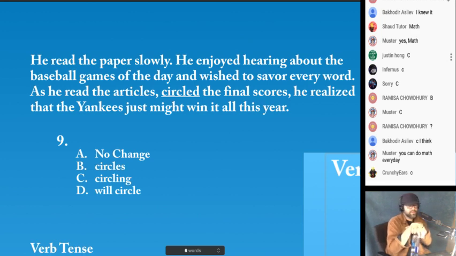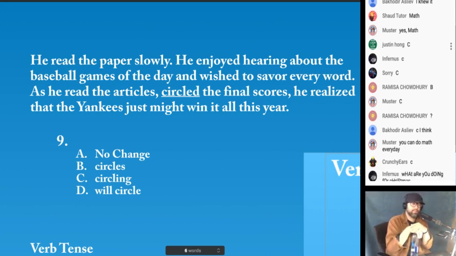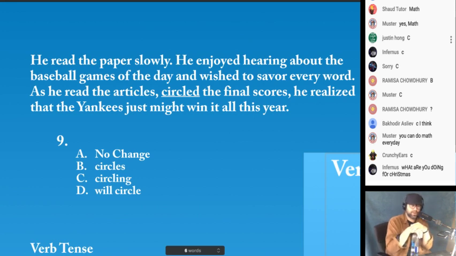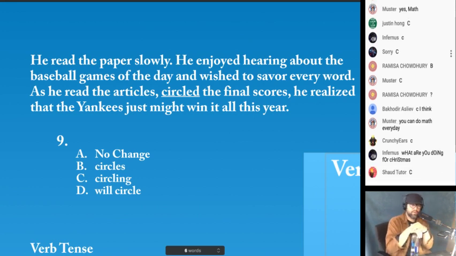So this is another example of verb tense. We talked about what needs to happen. So you go to the answer choices, you look at them, what's happening and what's changing. The tense, and these are all verbs, is changing. So we need to check the tense, that it matches the number and that there's not parallelism. There's no parallelism that I see. But what we're looking at is tense. Now, everything is in the past tense. Read, enjoyed, wished. Everything's in the past tense.